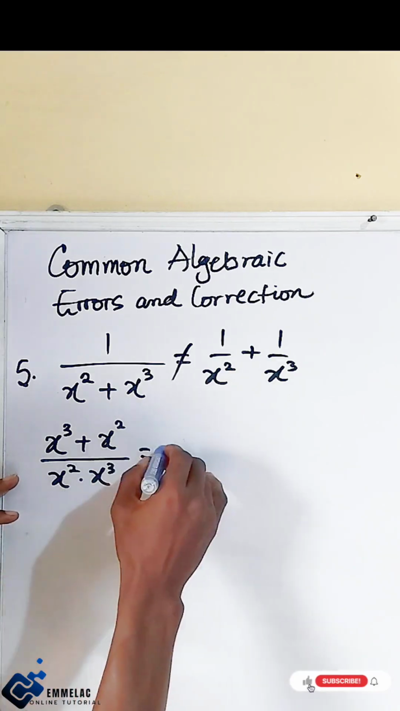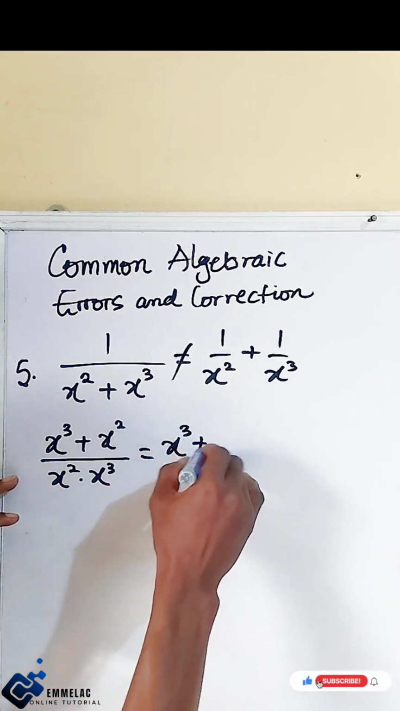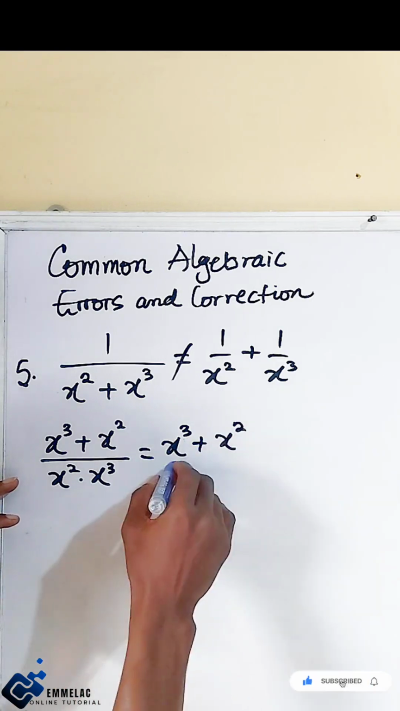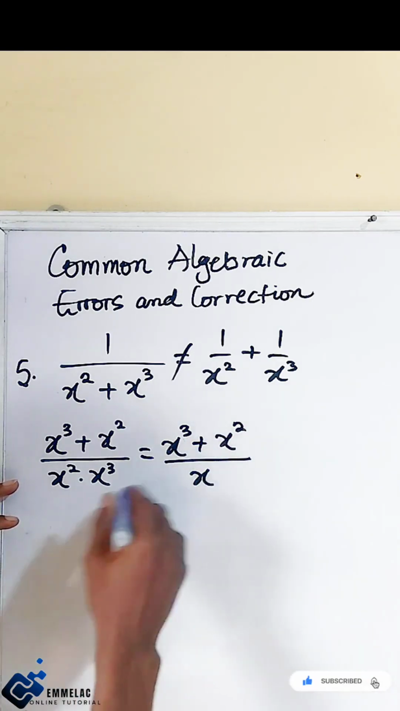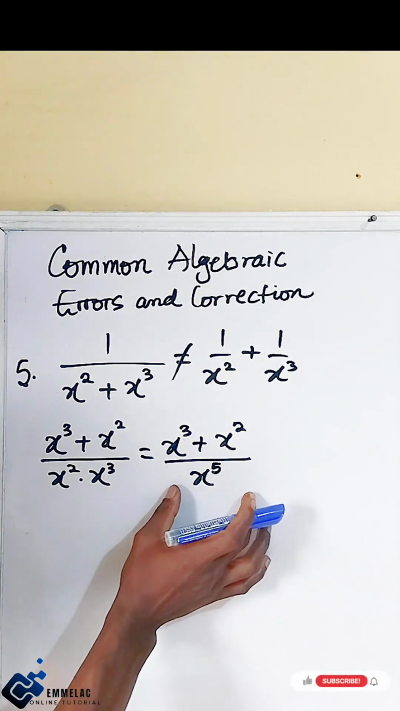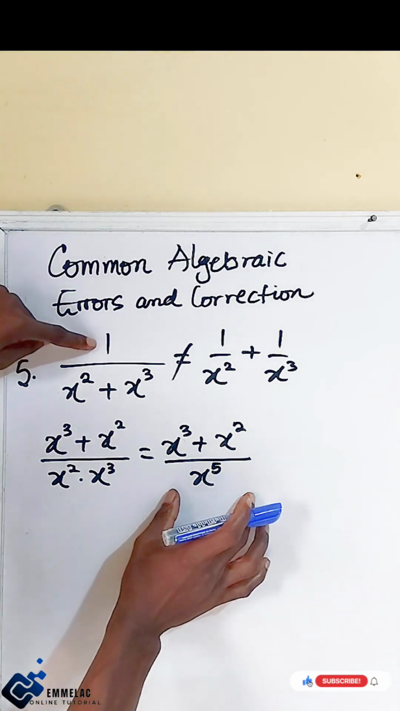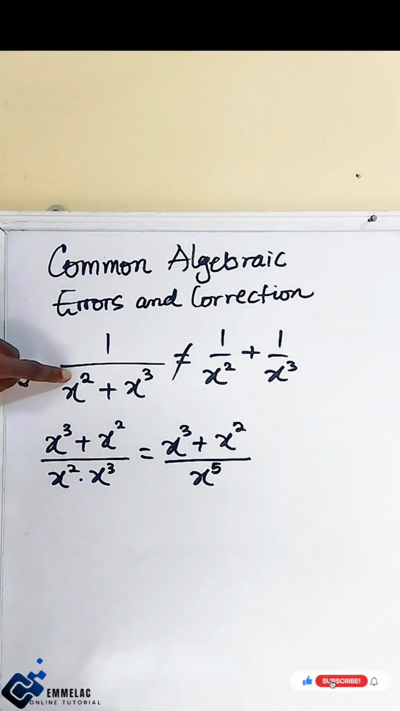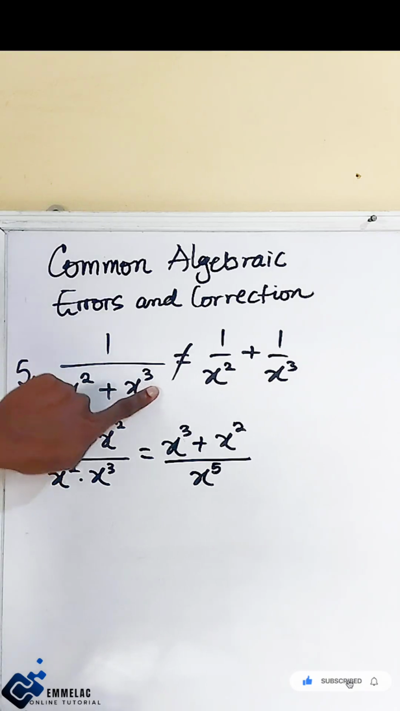At the end of the day, you end up having (x^3 + x^2) over x^5. Okay, so this expression, or this algebraic fraction, is not equal to 1 over x^2 plus x^3.